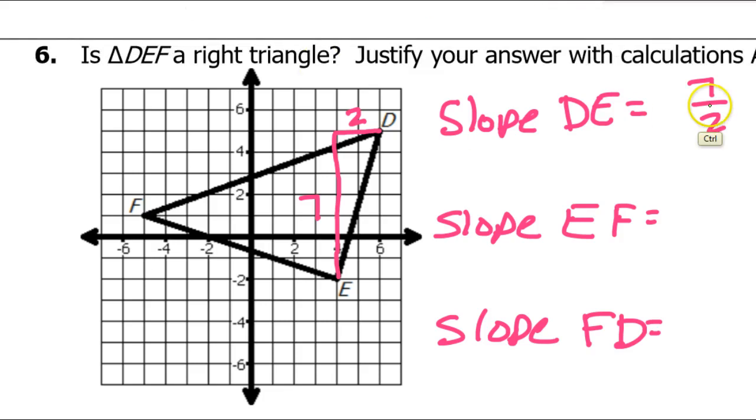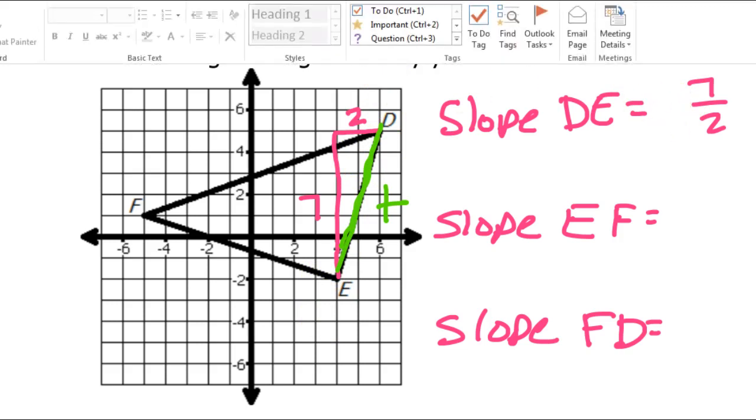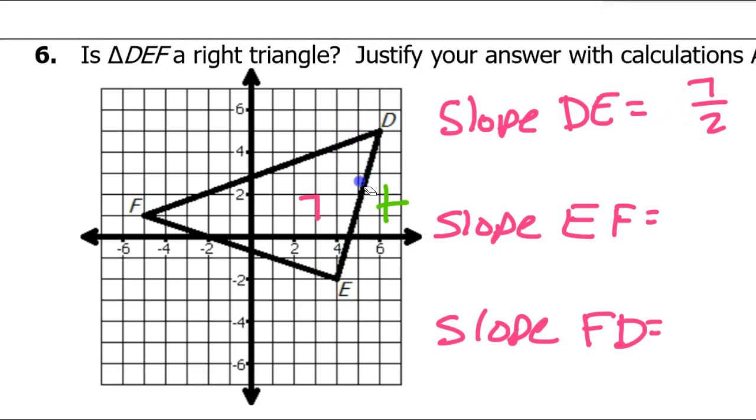When you think you have the slope correct, always look back and check the line you're talking about. If it's uphill, it should be a positive slope. If it's downhill, it should be a negative slope. So from left to right, this is uphill, so I'm going to definitely make sure this is a positive slope. So let's move on to slope EF.